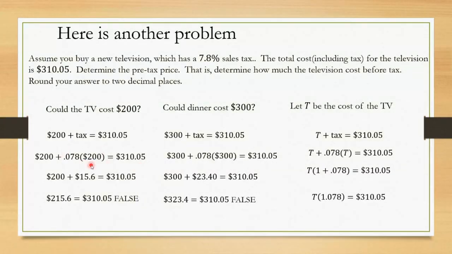But what is this actually equal to? Well, if you do the calculation, I use the calculator, I can't do this in my head. We get $15.06. So this is saying then, if it was $200, this would have to be true. The left-hand side is equal to this, though, and this is false. So it can't be $200. That's not expensive enough. Okay, so let's try $300. I don't know why it says dinner there. That should be TV. Let me fix that.